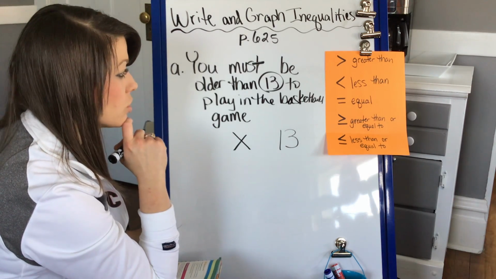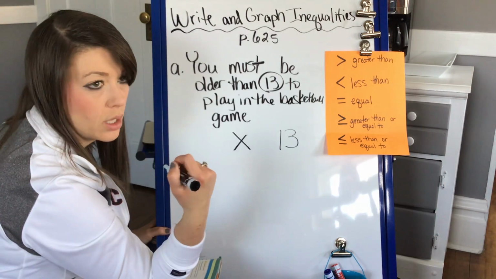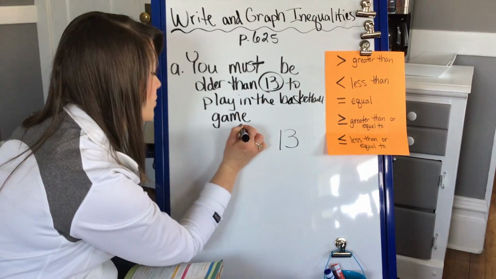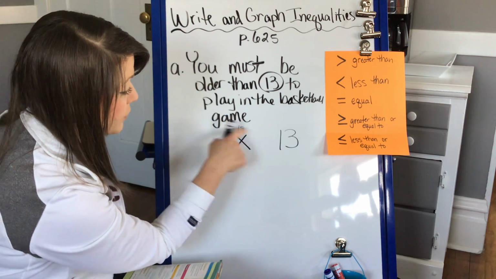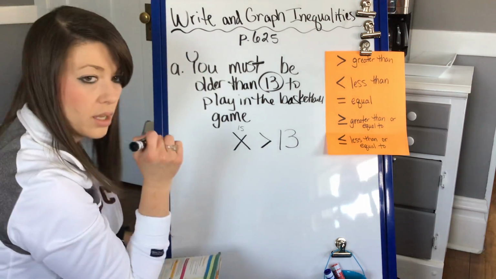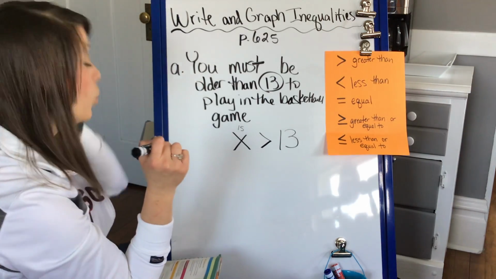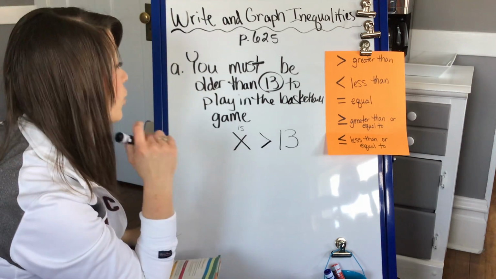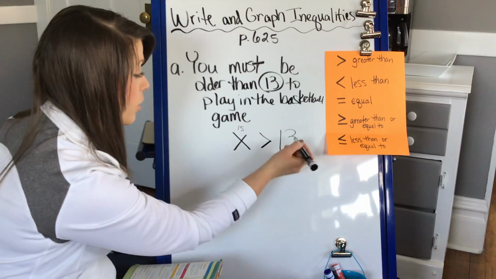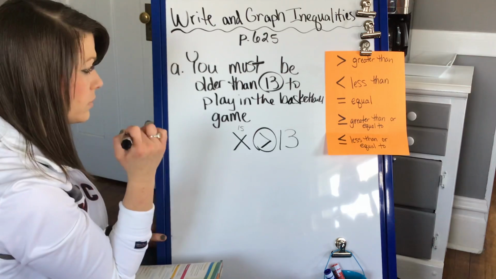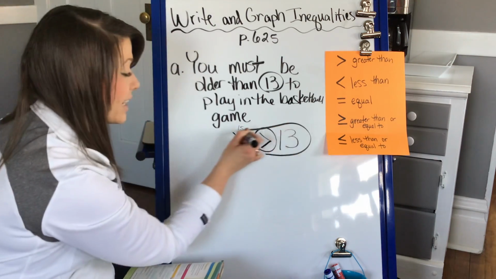Older than 13. So what would be a number that'd be older? You could be 15. So if I did 15, I'm just going to plug that number in. 15, and then we know 15 is greater than 13, so I'm going to plug in that answer. You must be older than 13 to play in the basketball game. We know that this is true, so my answer would be greater than. Okay? And you're writing the entire equation.